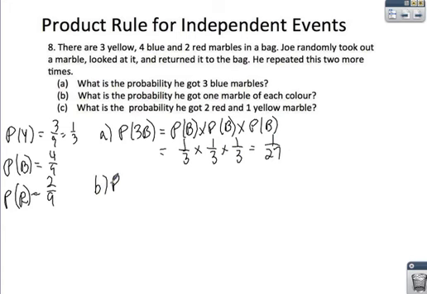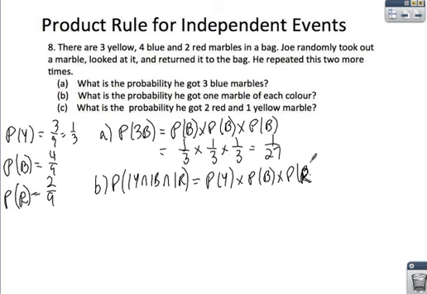Part B asks for 1 marble of each color. So again, that would be 1 yellow and 1 blue and 1 red. Again, repeated independent events. Calculation would be the probability of a yellow times the probability of a blue times the probability of a red. And the calculation would look like this. It would be 1/3 times 4/9 times 2/9. It's nice to work with reduced fractions if possible. And this works out to 8 over 243.